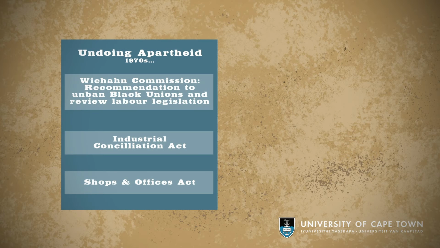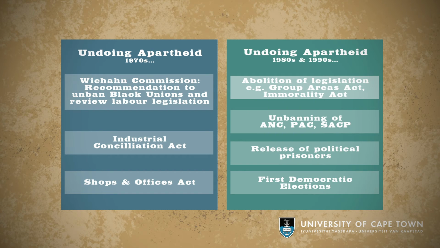It was only in the 1970s, when South Africa was receiving increasing pressure from both inside and outside of the borders of the country, that the undoing of apartheid started. This increasing pressure continued into the 1980s and 1990s, and eventually led to our first democratic elections in 1994.